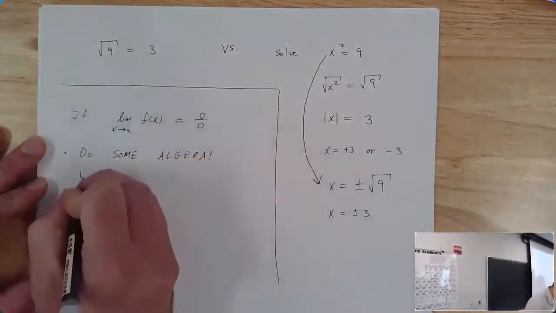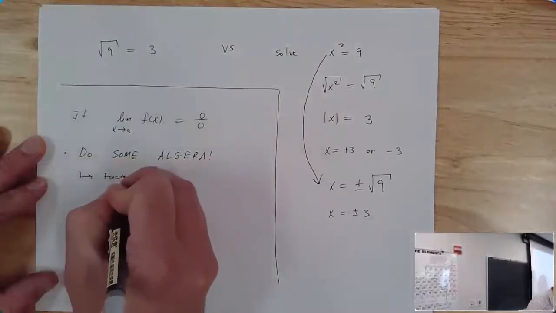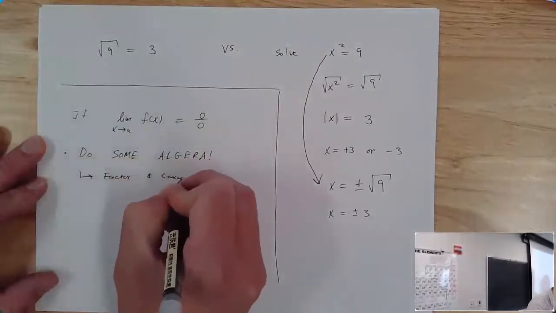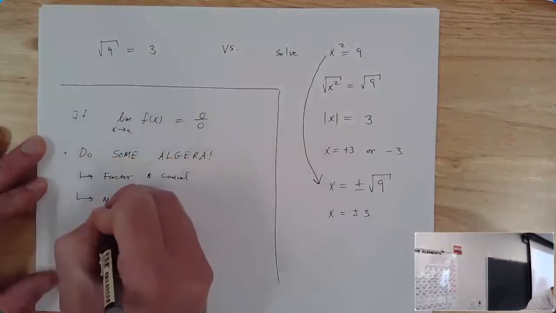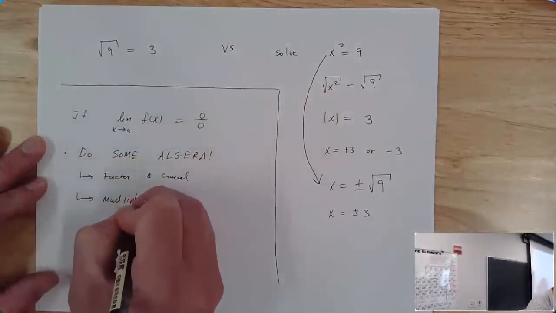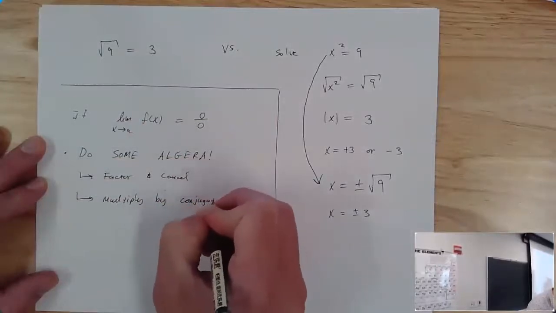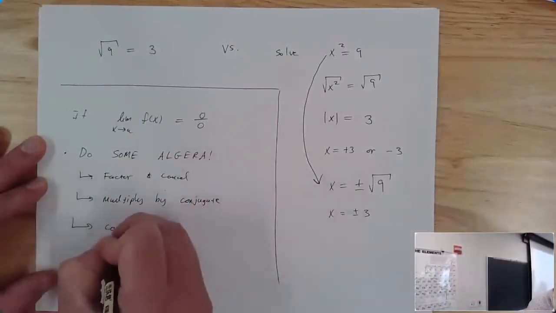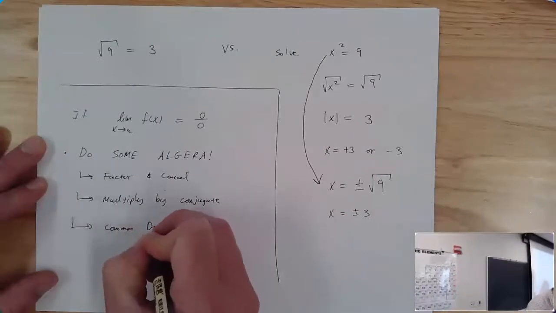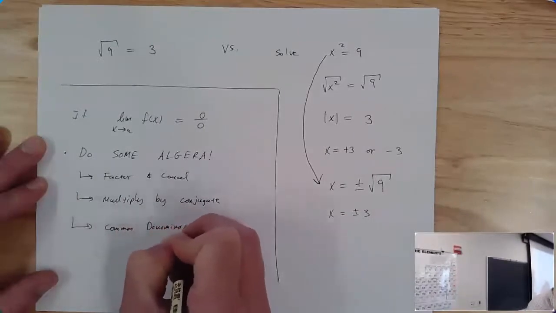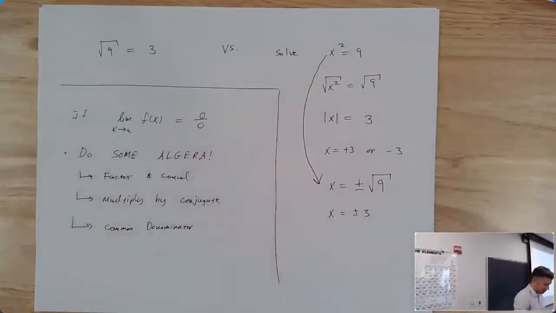Meaning you might factor and cancel. Or you might multiply by a conjugate and then factor and cancel. Or you might get a common denominator and then factor and cancel. There's almost always some factoring and canceling. Or you might do some trig stuff.